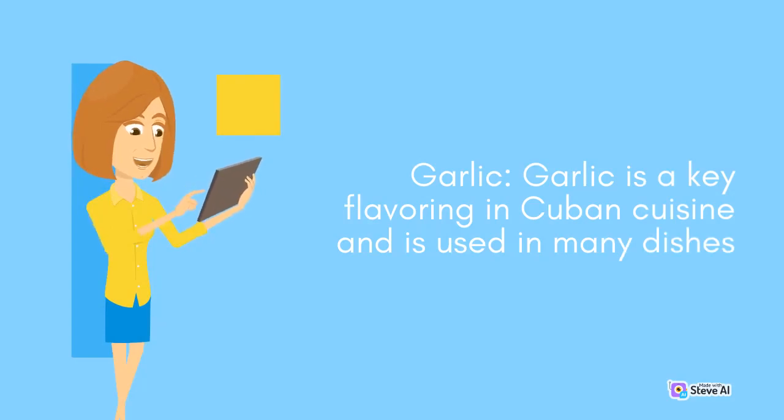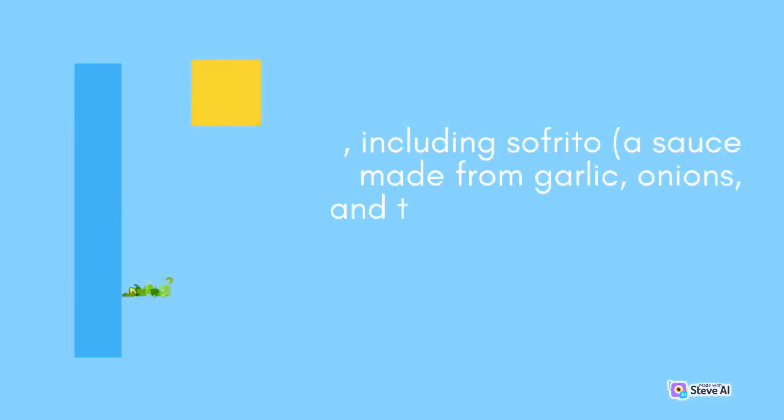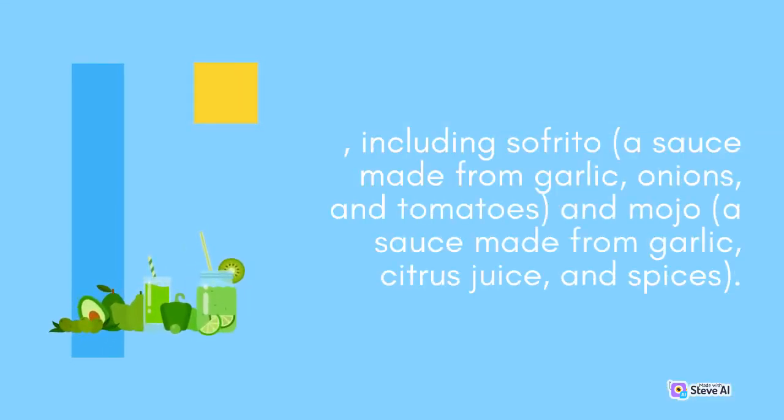Garlic is a key flavoring in Cuban cuisine and is used in many dishes, including sofrito, a sauce made from garlic, onions, and tomatoes, and mojo, a sauce made from garlic, citrus juice, and spices.